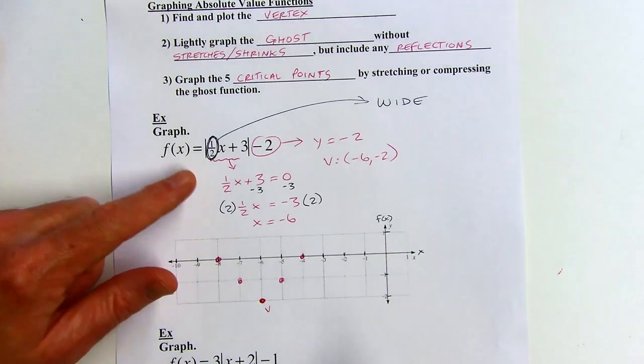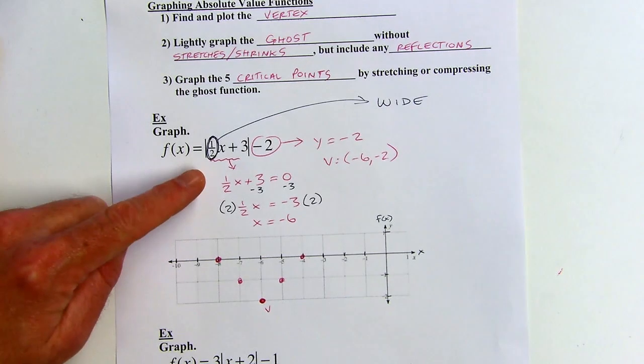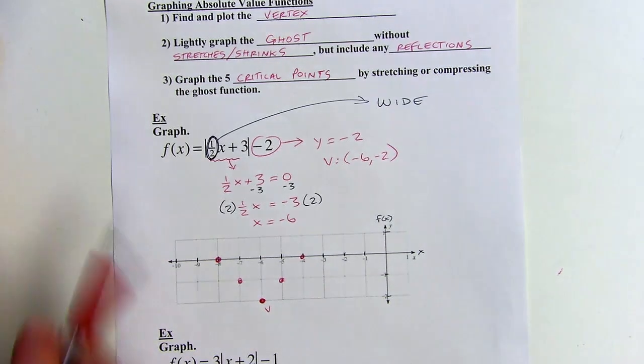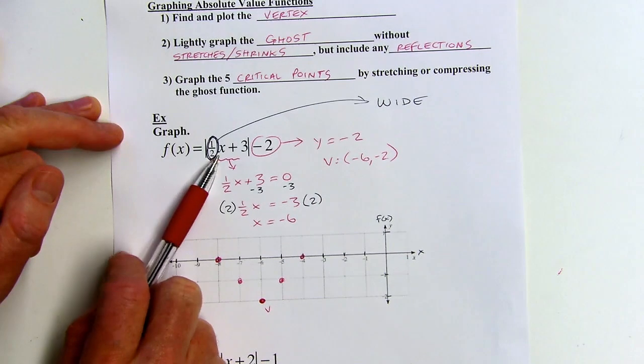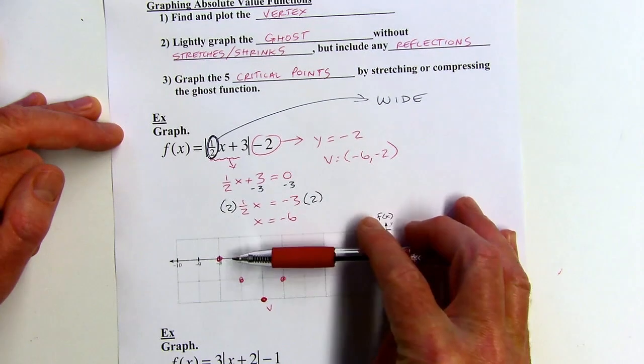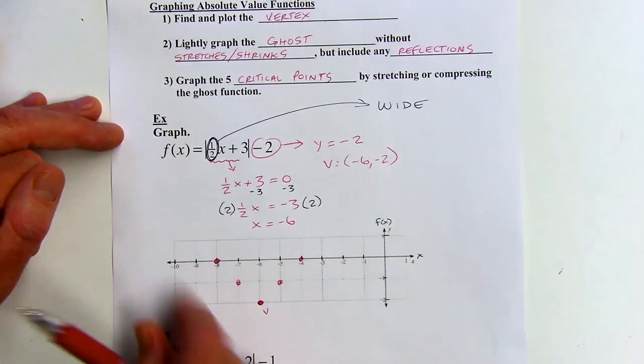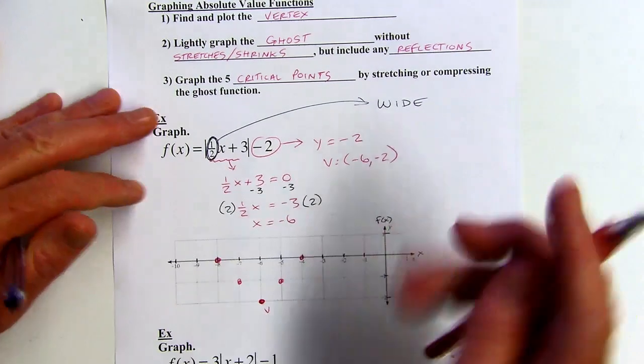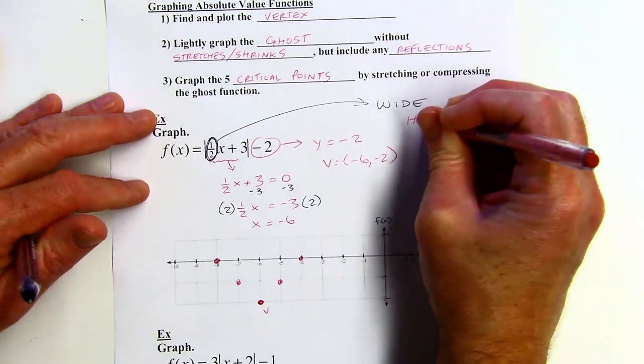All right, so then I'm thinking, well, is this a horizontal change or a vertical change? And that depends on the placement. So you see how the 1/2 is multiplying the x directly. Well, I think of the x-axis as the horizontal axis, right? So since that 1/2 is touching the x, that means I know I've got a horizontal change.